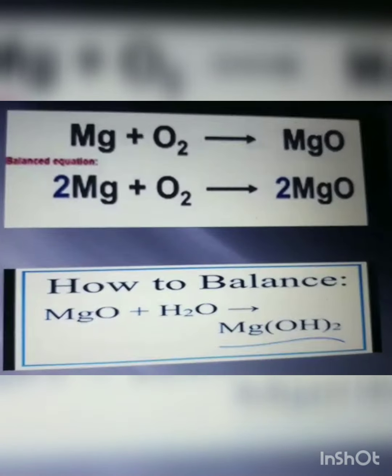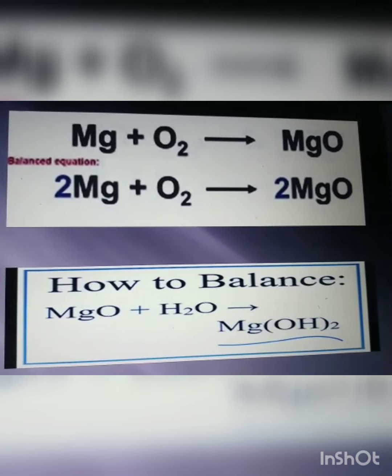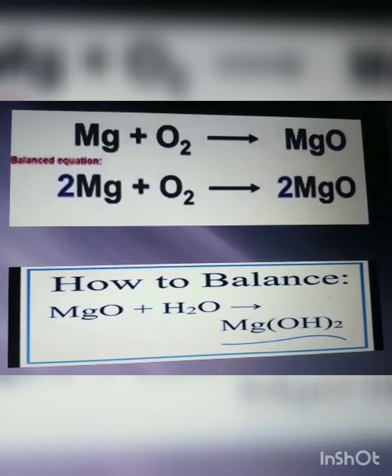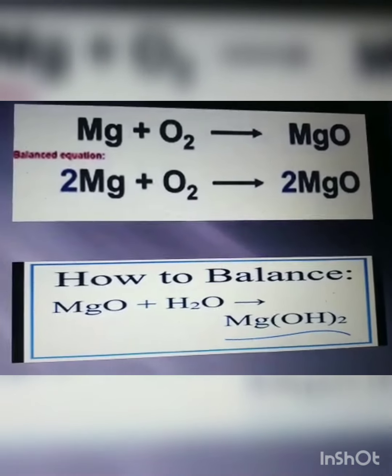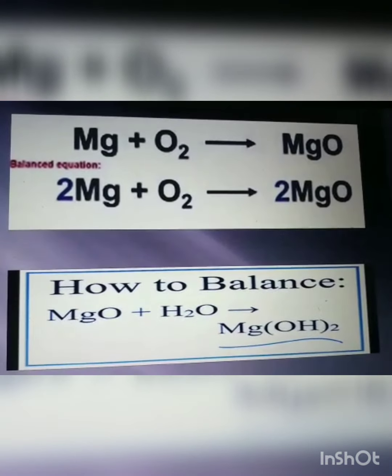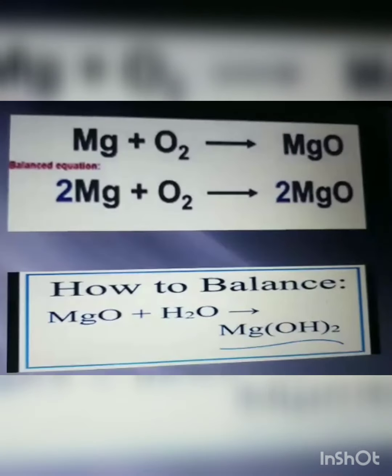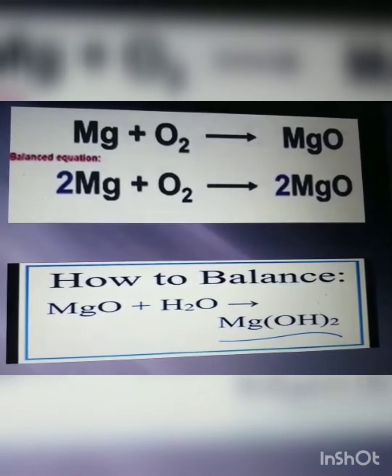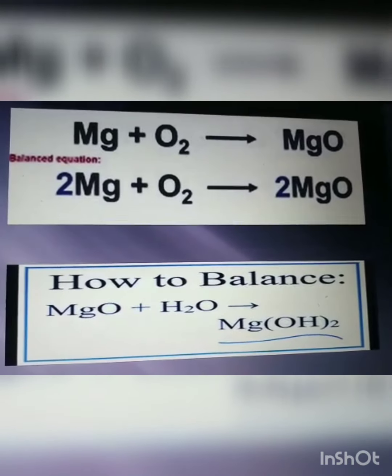See, in other words, the number of atoms of each element remains the same before and after a chemical reaction. Hence, we need to balance the skeletal chemical equation.